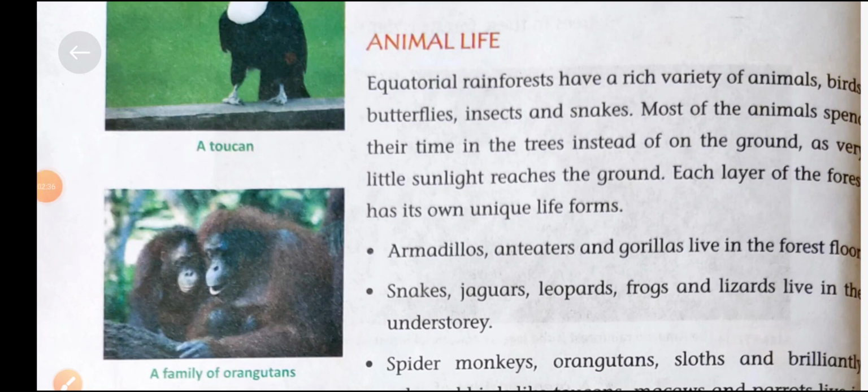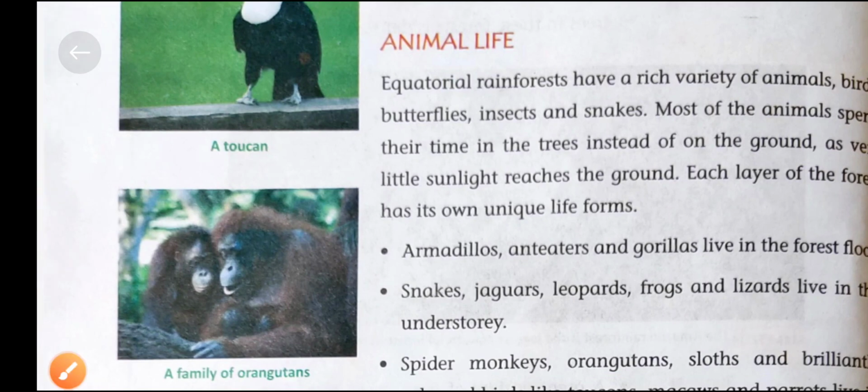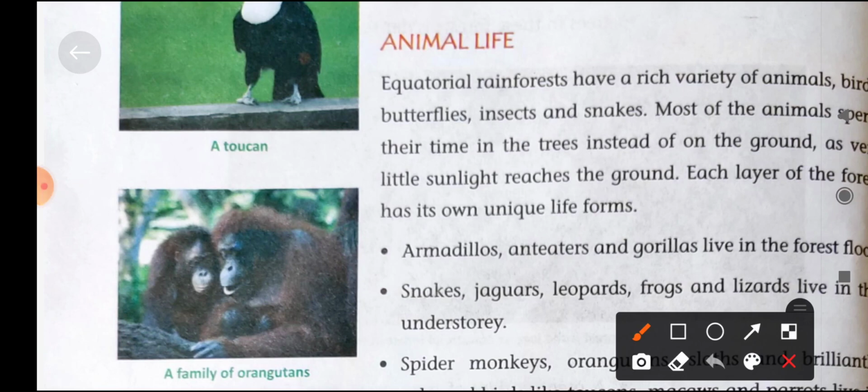First we look at the forest floor. It is the first layer of the equatorial forest. In this layer there are animals like armadillos, a type of animal which eats insects. Next, anteaters, which eat different types of ants. Gorillas, a type of monkey.